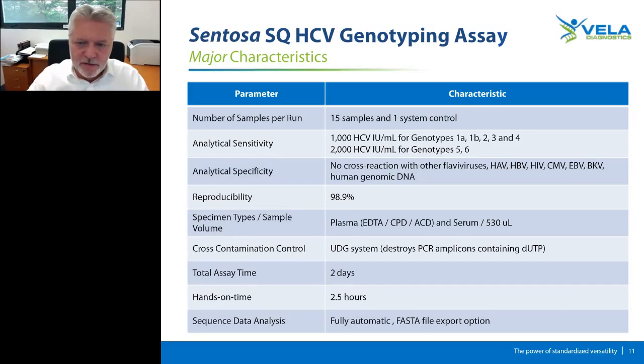We haven't seen any cross-reactivity with a number of viruses and human genomic DNA. Reproducibility in our ISO-certified assay development scheme was 99%. We're using EDTA plasma or other anticoagulants and also serum, and the total volume is 530 microliters. We're also using the UDG system, which is not a novel invention, but has been used widely in this area for the control of unwanted PCR amplicons that could interfere with the assay. Total assay time for HCV is 2 days. The hands-on time is minimal, only 2.5 hours. And the sequence data analysis is fully automated.